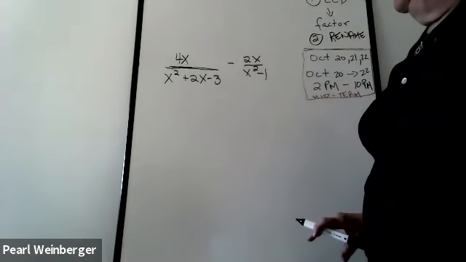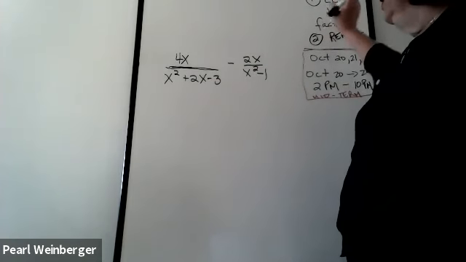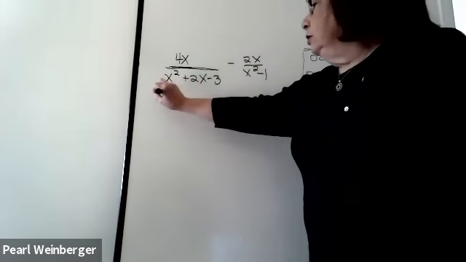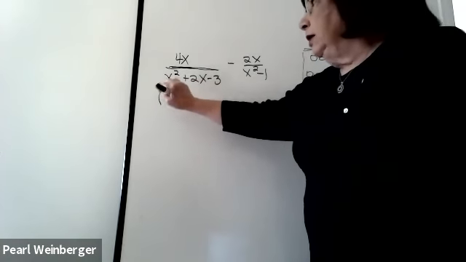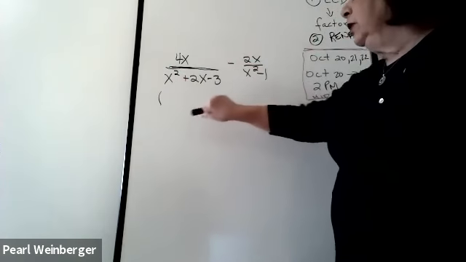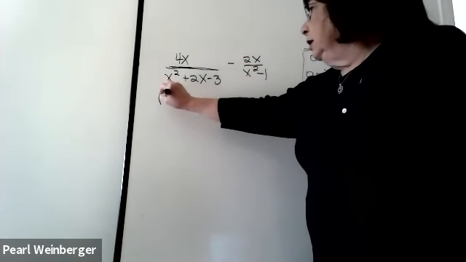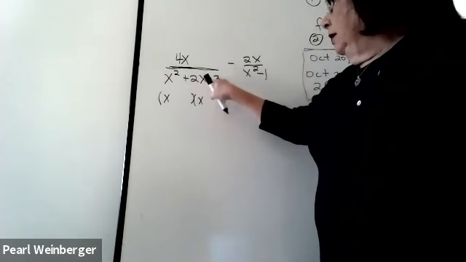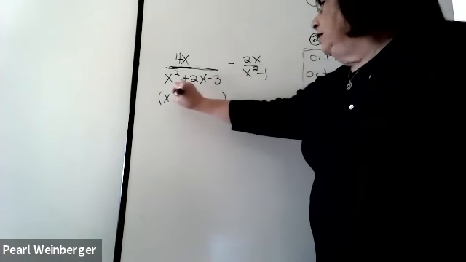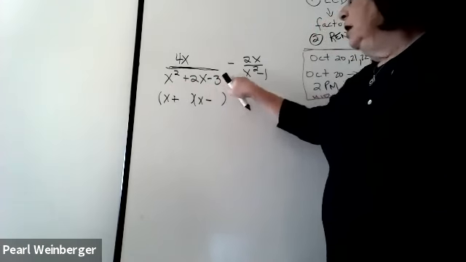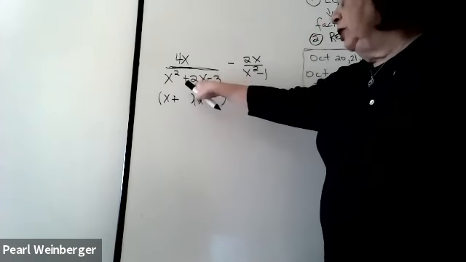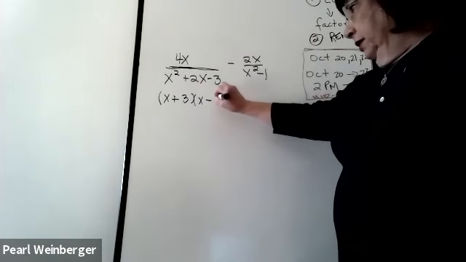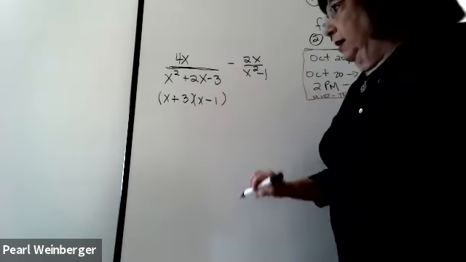Okay, we want to combine these two fractions. So the first thing we have to do is find the LCD, and we do that by factoring. So I just factor the denominators. I don't worry about the numerators. This will factor into x and x. And since the last term is negative, one is going to be a plus, one is going to be a minus. And the numbers that multiply to 3 and subtract to 2 are 3 and 1. And the 3 is the larger one, so it goes with a plus, and the 1 is the smaller one, so it goes with a minus.